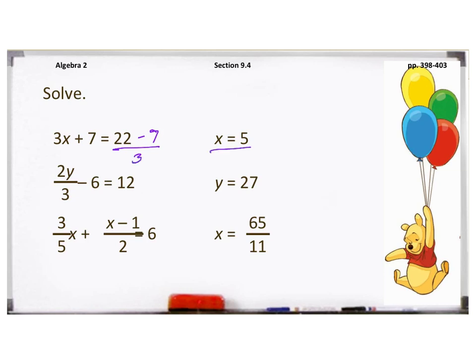Second one, add the 6. But now we have this denominator. So normally what we would do is multiply by the reciprocal so that they cross out. 12 plus 6 was 18, and it's being multiplied by 3 over 2. The 2 is going to turn the 18 into a 9. 9 times 3 is 27.